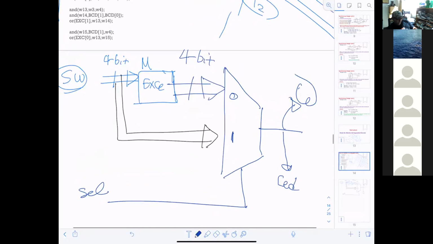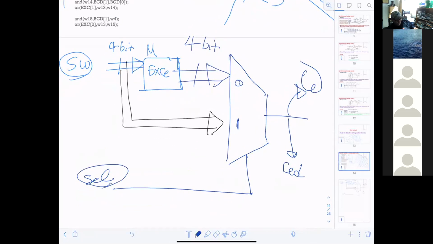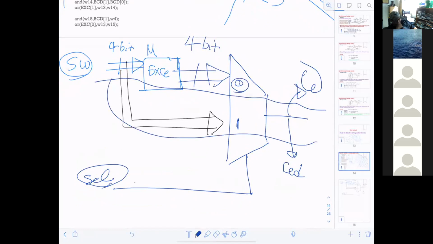So look, if I push here 0, then the output will come as what? Accessory. If I push here 1, the output will come as what? Just a BCD. That makes sense? Is it clear to everybody?